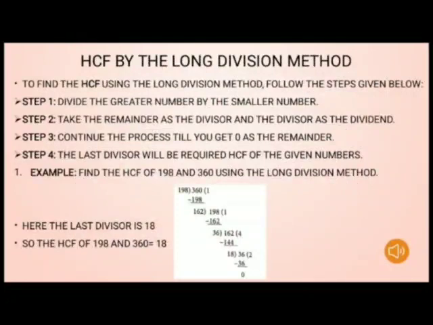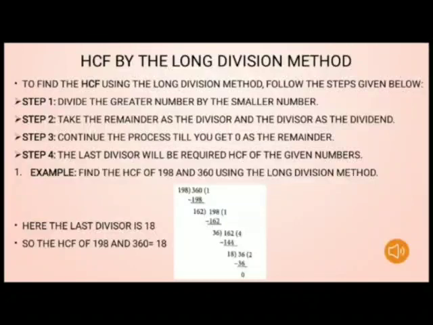Now, dear students, let's see the next slide, HCF by the long division method. To find the HCF using the long division method, follow the steps given below. Step 1. Divide the greater number by the smaller number. Step 2. Take the remainder as the divisor and the divisor as the dividend. Step 3. Continue the process till you get 0 as the remainder. Step 4. The last divisor will be the required HCF of the given numbers.